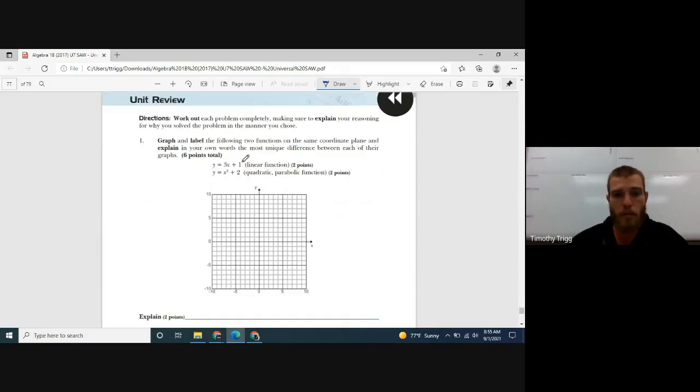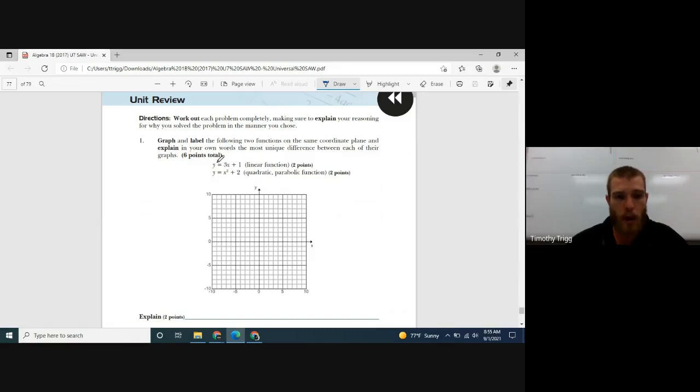Basically we just want to graph these two functions here. It already says the first one is a linear function, so it should produce a line when we graph it. The second function is quadratic, so it should produce a parabola, which is U-shaped. All right, let's start with the line.